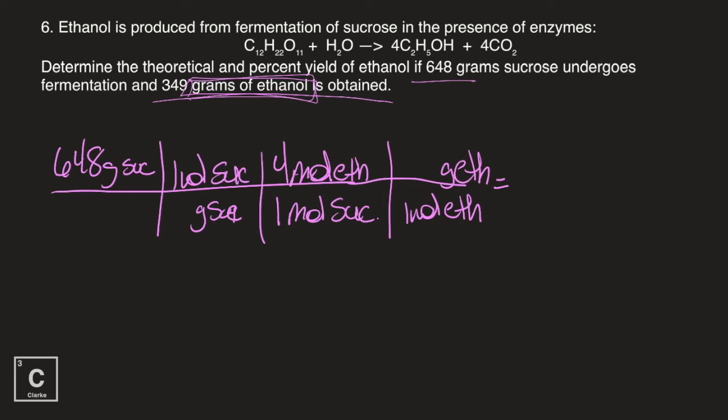Okay, let's add up sucrose's molar mass. That's 12 carbons, 22 hydrogens, and 11 oxygens. 342.297. And then ethanol, that's 2 carbons, 6 hydrogens. Do we see that? And only 1 oxygen. And I'm getting that to be 46.069. Let's put that in the calculator. I'm getting 349 with 3 sig figs of ethanol.